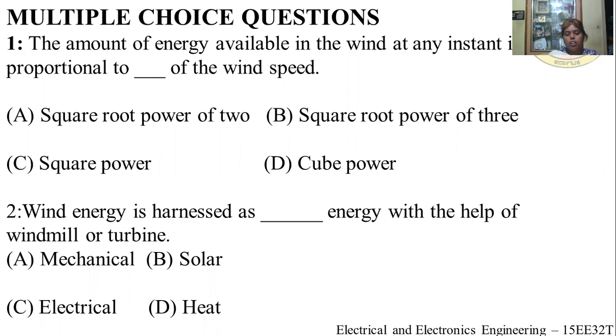Second one: wind energy is harnessed as dash energy with the help of windmill or turbine. The choices are A mechanical, B solar, C electrical, D heat. The correct answer is A, mechanical energy with the help of windmill or turbine. The answer is A.